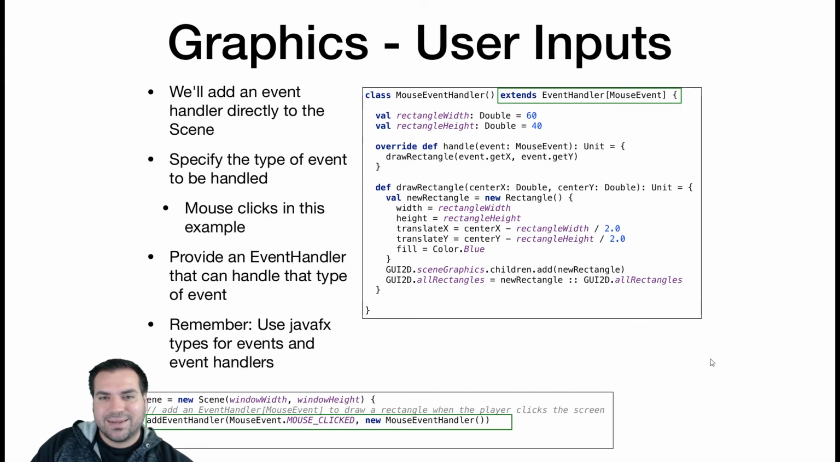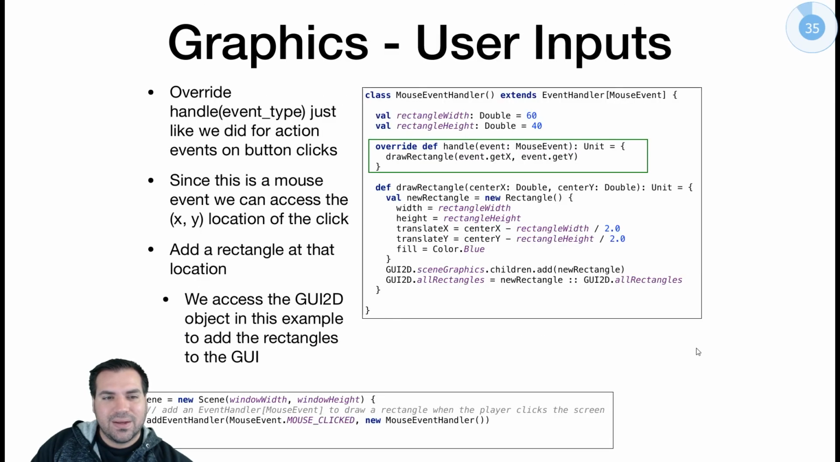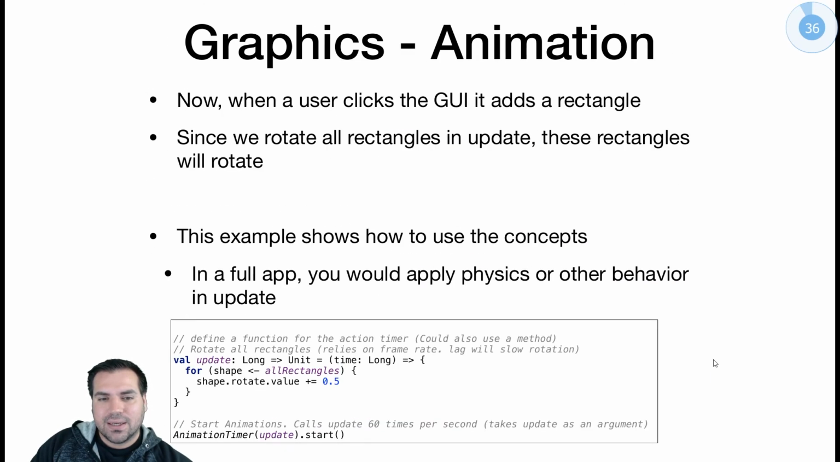Oops, I went through this whole thing without showing my slides. So when we first talked about this, we didn't have any rectangles, but as soon as you start clicking, you get those rectangles. They start spinning at half a degree per 60th of a second, so 30 degrees per second.